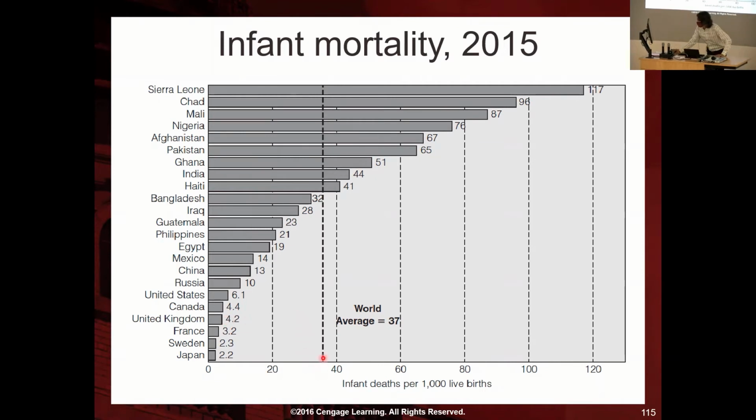So you have an idea, based on data from 2015, the average infant mortality rate was around 37 deaths of children before reaching age 1 per 1,000 live births. Just to show that there is still a lot of variation in infant mortality across countries.